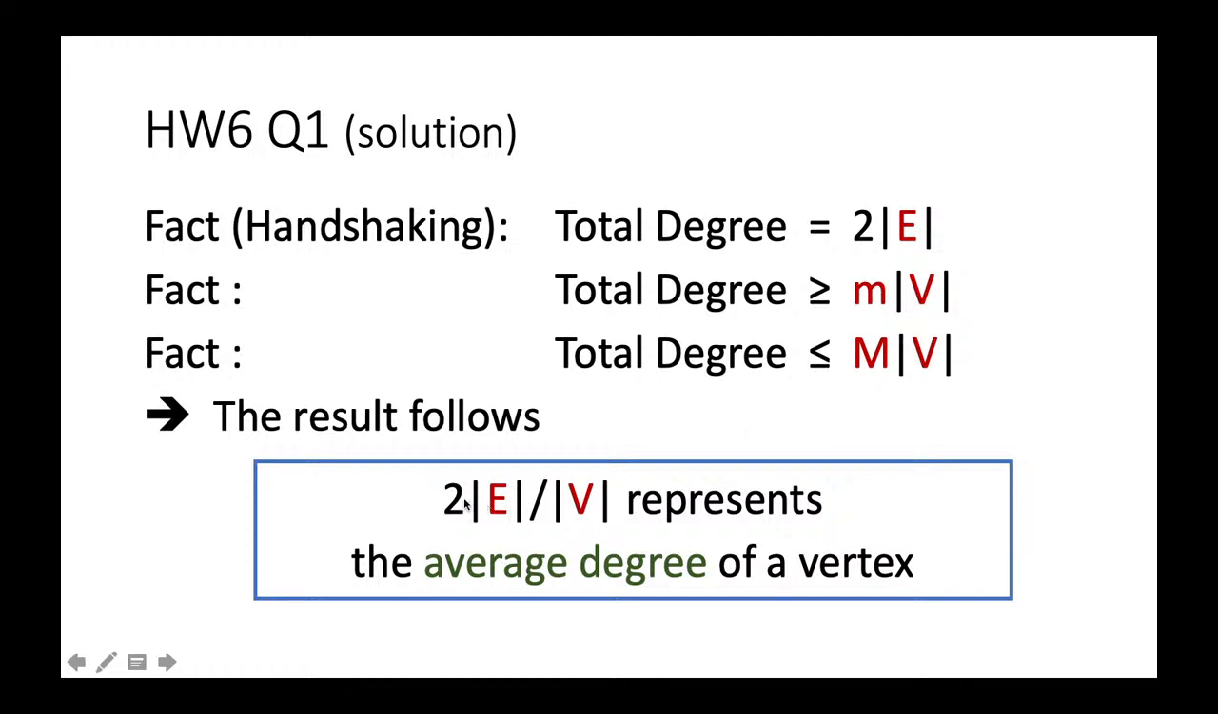Now it turns out that the value of 2 times E divided by V, this is the total degree, this is the number of vertices, this will represent the average degree of a vertex. So the average degree would be bounded by the minimum degree and the maximum degree. So this is question 1.